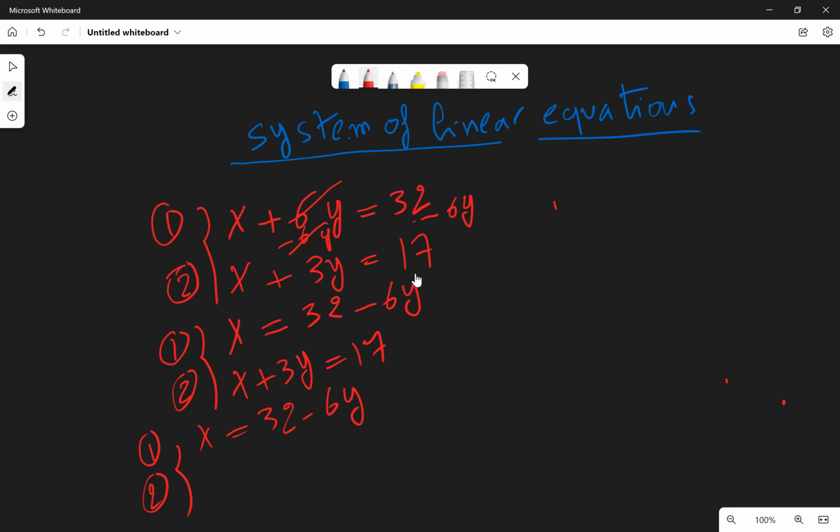This time let's use a different color. Let's use yellow. So let's say x is what? 32. No, it's not good. Okay, let's just use blue.